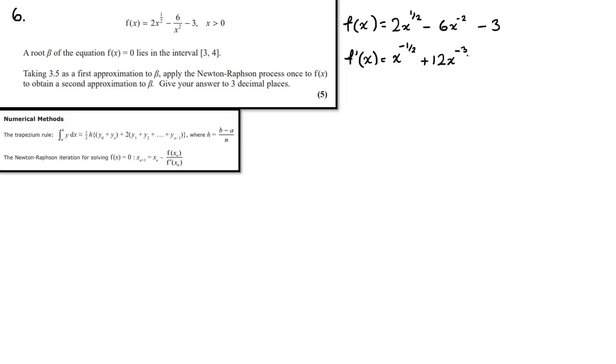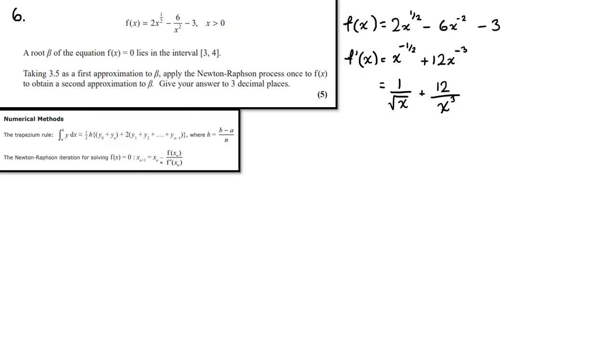And this 12x to the minus 3, we can write that as 12 over x cubed if you want. Okay, so that's 1 over the square root of x plus 12 over x cubed. Okay, so that's what we've got so far. What we need to do now is apply the Newton-Raphson iteration for solving f of x equals 0.